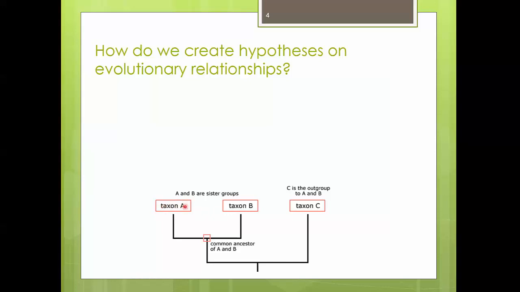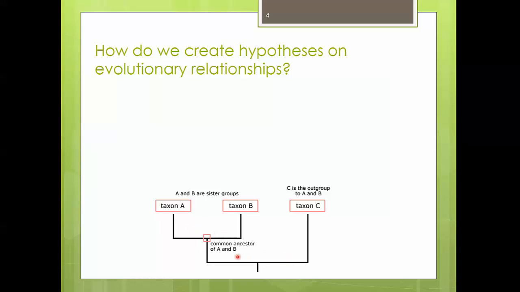So here's taxon A, B, and C. On this particular cladogram, we can see that taxon C is the outgroup, meaning it's the first to diverge on the tree. Taxon A and B share a recent common ancestor. We don't know all the ancestors. All of the ancestors that would be down here are extinct.